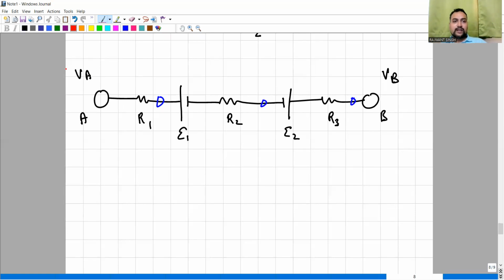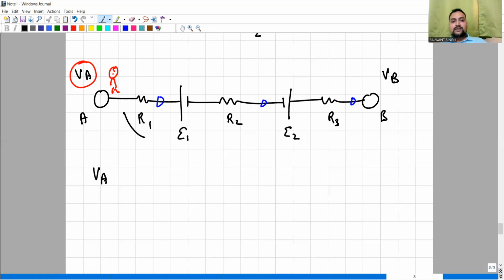Now, if I ask you to write the equation for this line, mind you, this is not a loop, this is just a line. So if you write an equation for this line, what will you do? You will start here, at the point A. That means you have the potential VA. The point where you start, you will have the potential of that point.